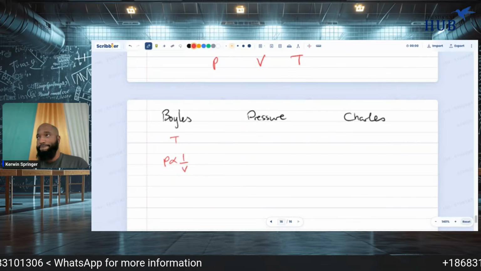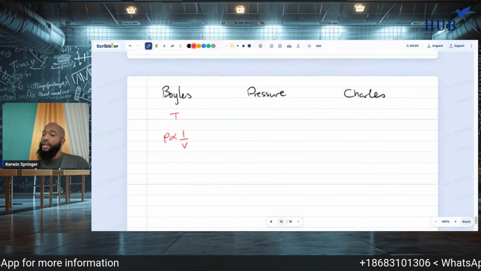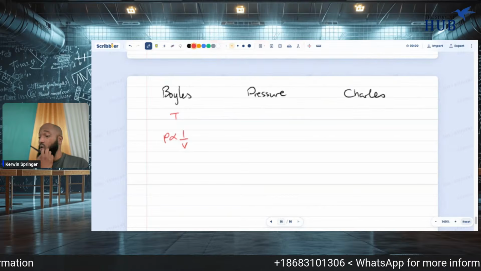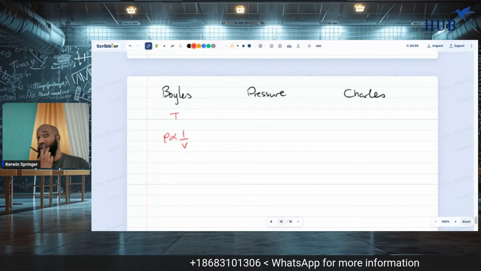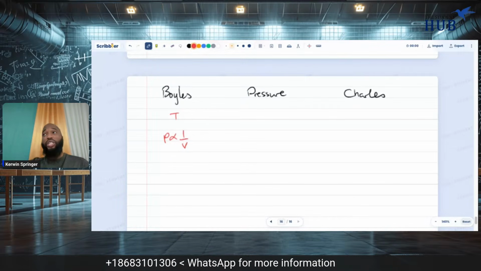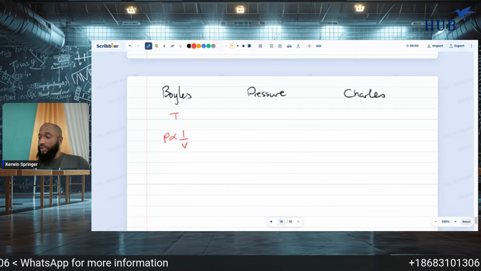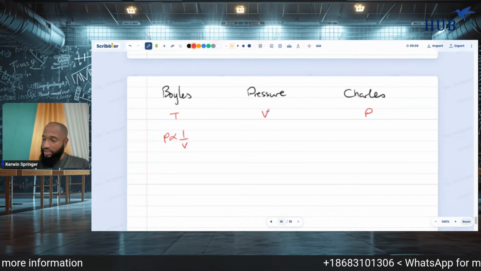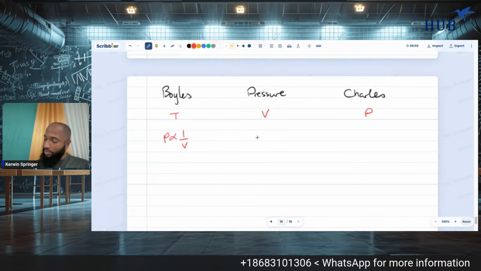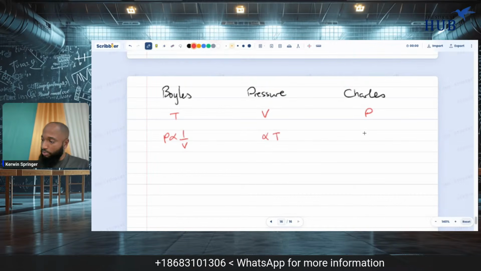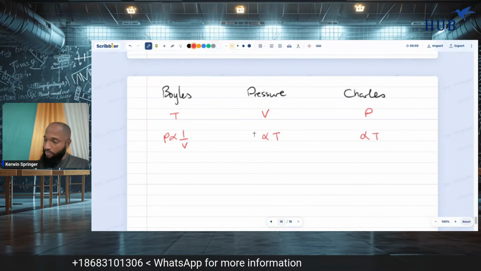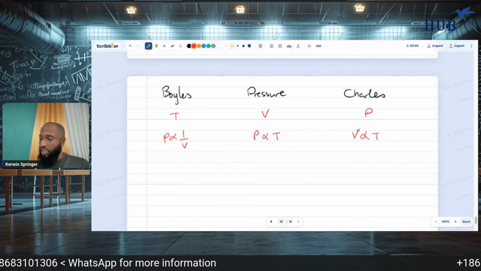Yes? Everybody could record that? And in the pressure law, what is constant? Volume, because in the pressure law, pressure is not constant. Pressure is like a responding variable. So pressure is constant here, volume is constant there. So these two are directly proportional to temperature. So P is proportional to temperature, V is proportional to temperature.